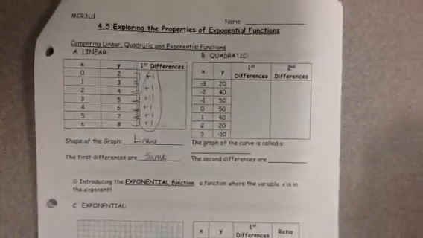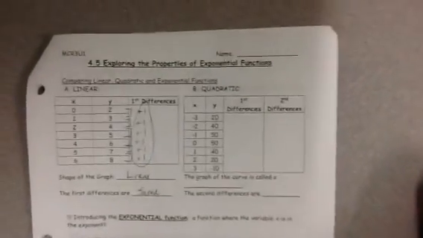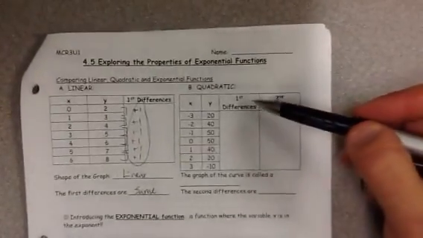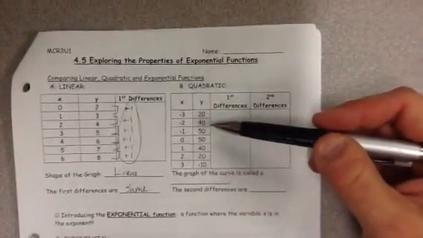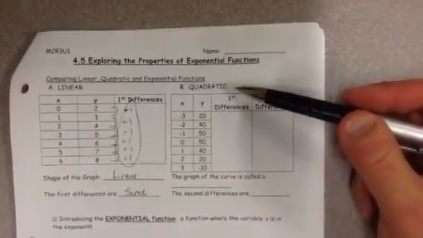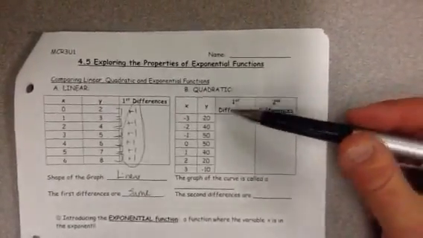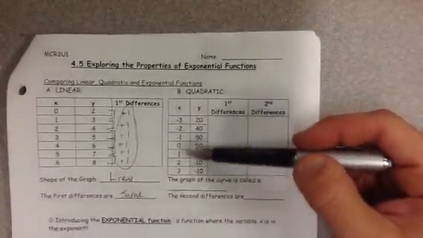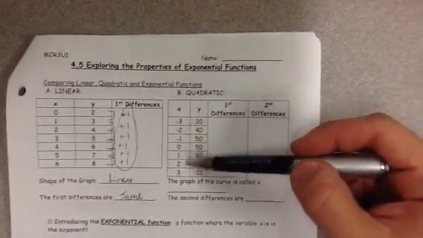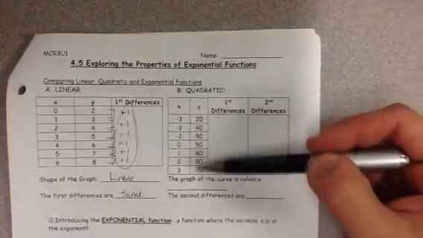Okay? For a quadratic function, however, you wouldn't know that this is quadratic, however I'm telling you it is, but how would you know it is? Well, you would take your first differences, but you can only start taking finite differences if your x's are going up by the same increment, which they are.